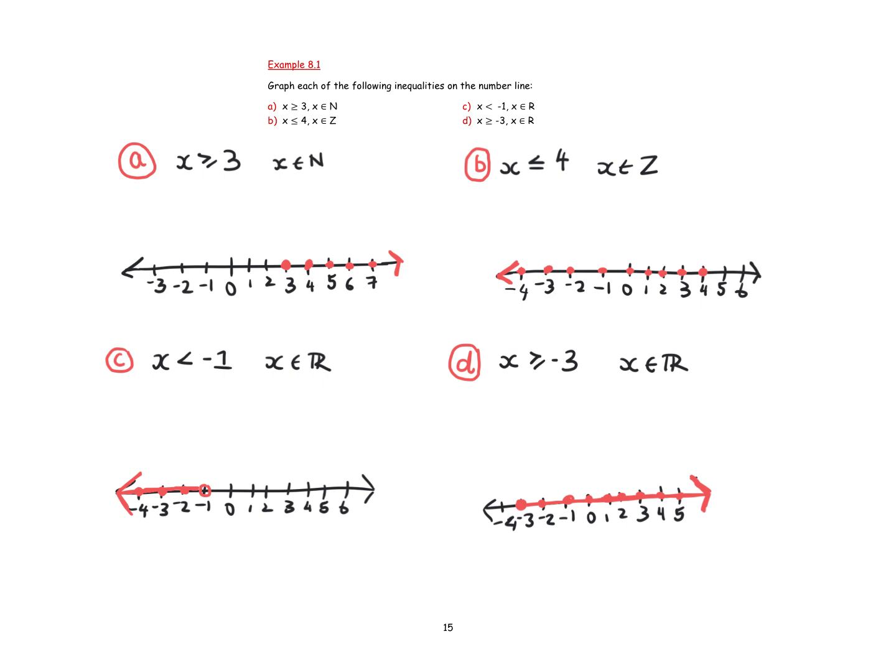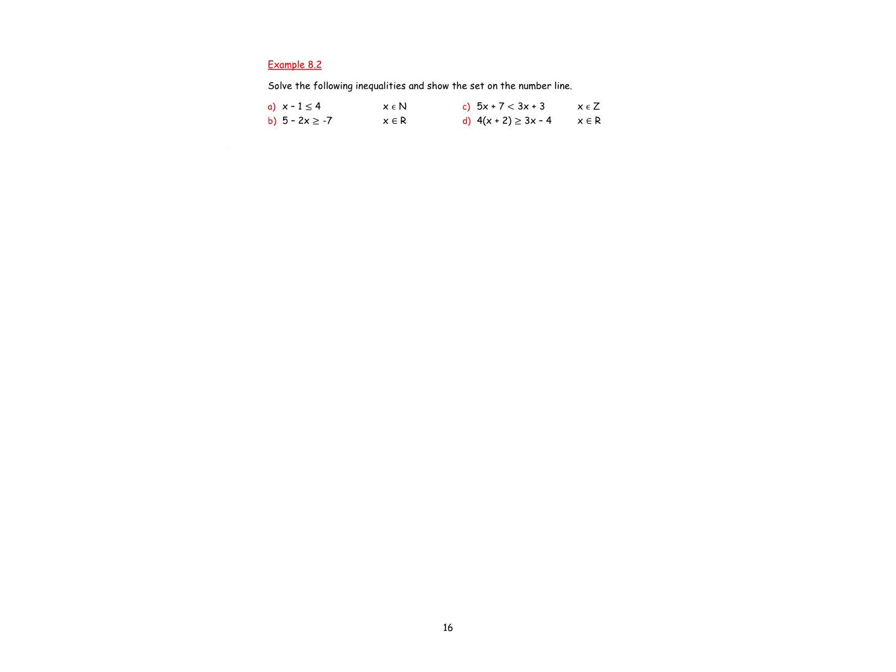Now that we've had practice looking at drawing or graphing number lines, we can look at solving linear inequalities next. Example 8.2 says solve the following inequalities and show the set on the number line. In part A, we have x minus 1 is less than or equal to 4 and x is an element of N. Now, if you remember at the start of the video, I said when we have linear inequalities, we solve them exactly like we would any linear equation. However, we just have to keep in mind if we have multiplied or divided by a negative number, we flip the inequality. So here, I'm going to solve this as I would normally.